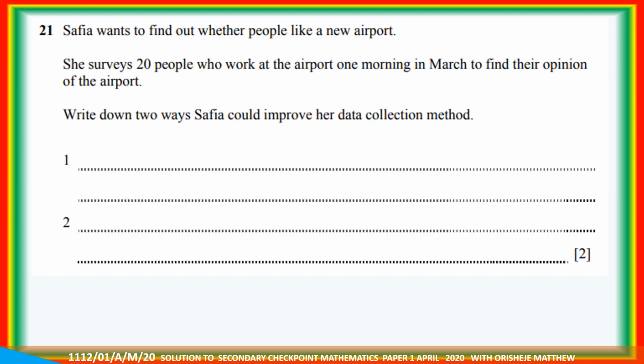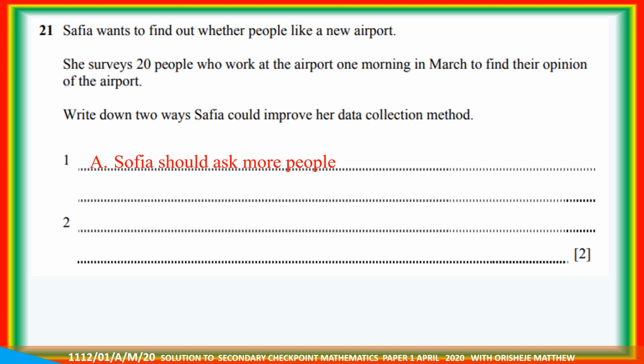Question 21. Sophia wants to find out whether people like a new airport. She surveys 20 people who work at the airport one morning in March to find their opinion of the airport. Write down 2 ways Sophia could improve her data collection.